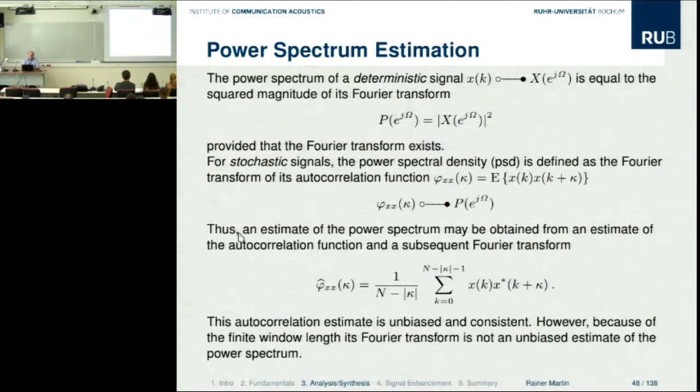Then obviously an estimate of the power spectrum can be obtained by first estimating the autocorrelation function and using the Fourier transform. Then you have an estimate of the power spectrum. This type of autocorrelation estimate is unbiased and consistent. Consistent means that when you use more data, it will converge to the true value. After the Fourier transform, unfortunately, the power spectrum estimate is not unbiased anymore, so there are different methods.